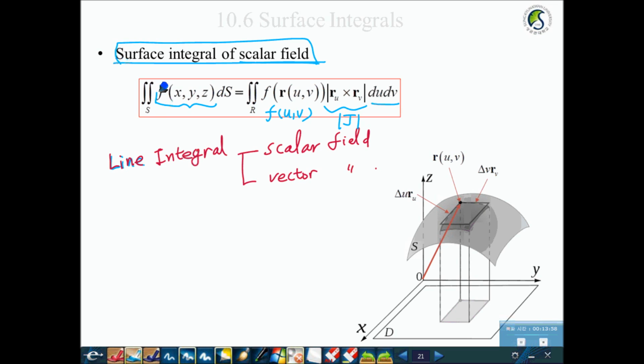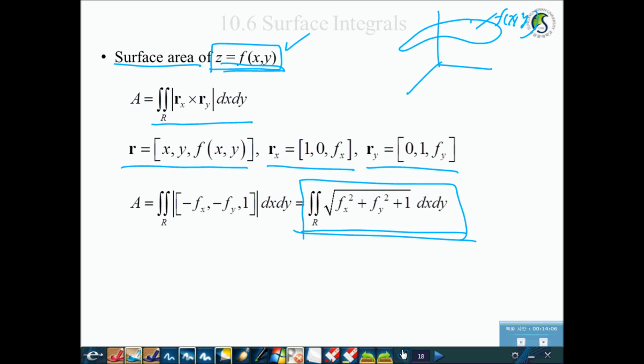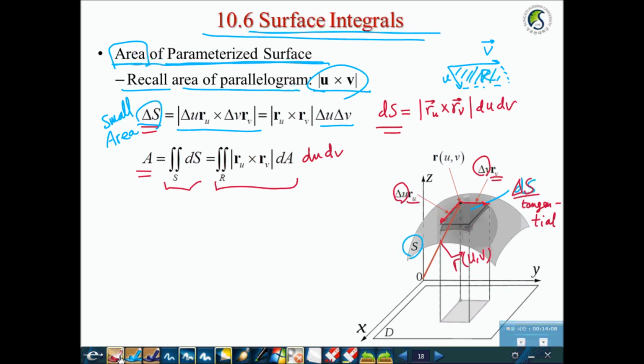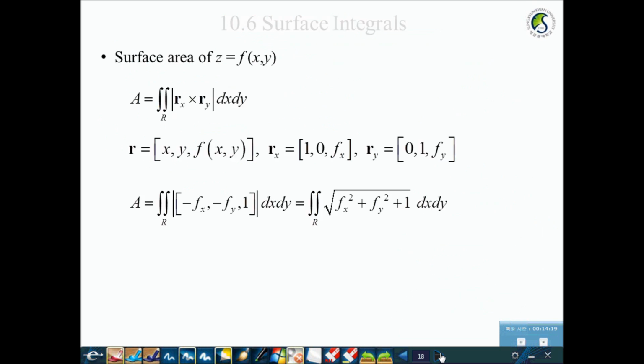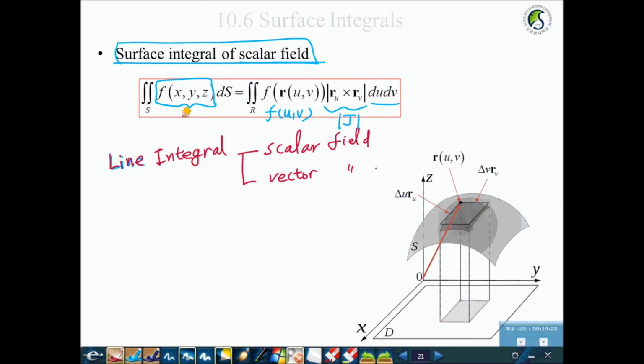So you can understand it as an extension of the area. You have a function multiplied here as an integrand. Before, for area, the integrand function was 1. And now we are generalizing this area calculation to surface integral by having a scalar function there.